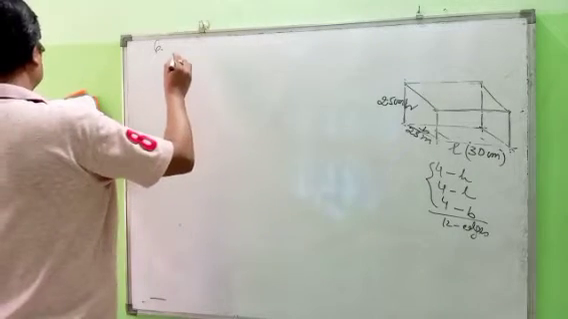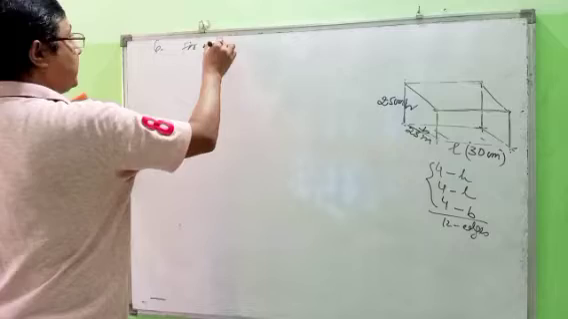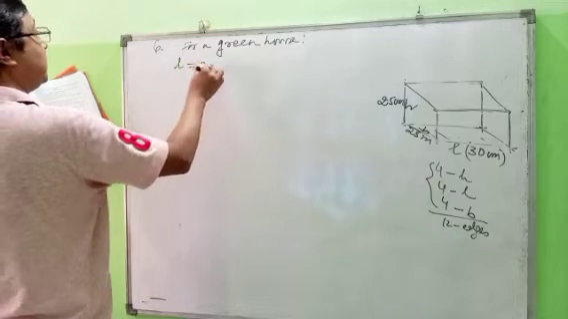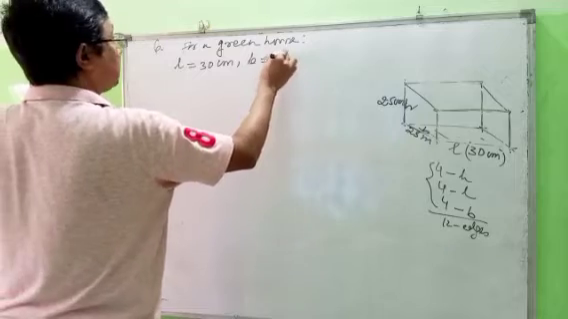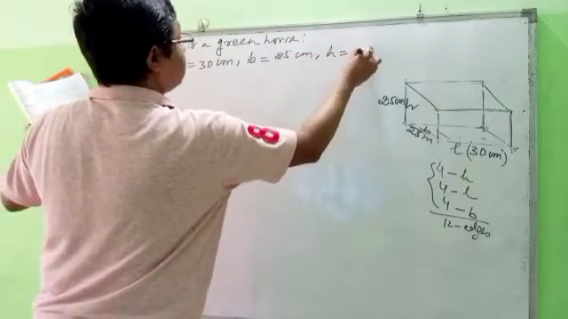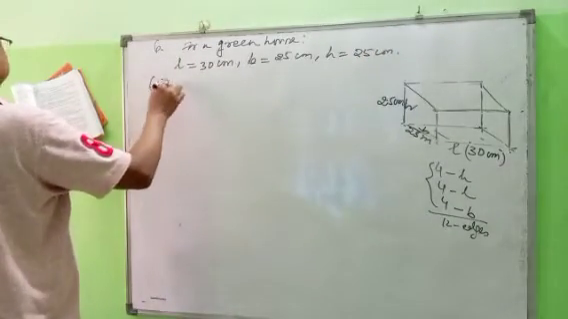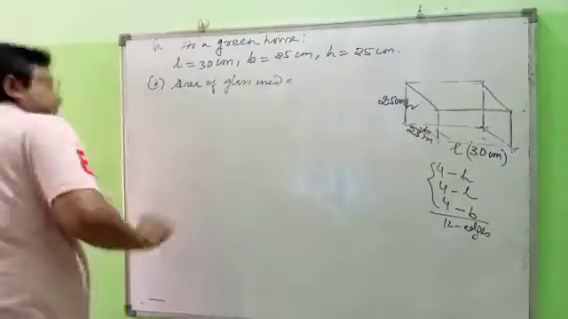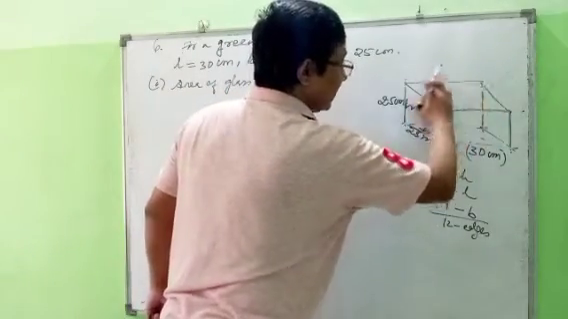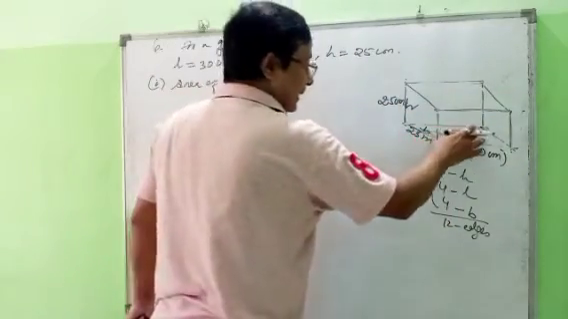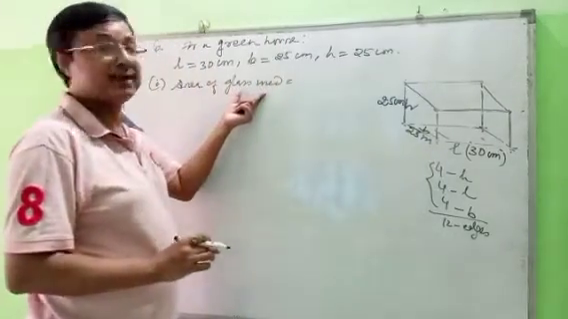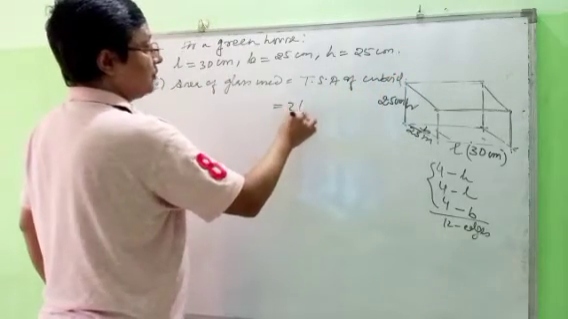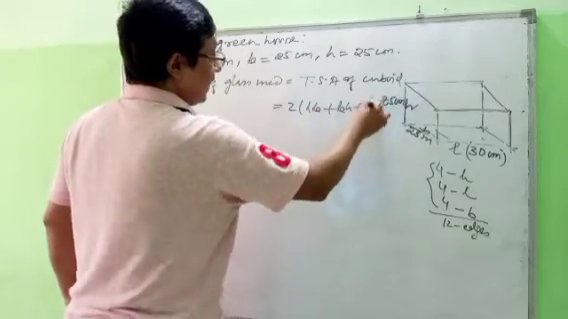Now here, for a greenhouse, length is 30 centimeter, breadth is 25 centimeter, and the height is 25 centimeter. Then number 1, area of glass used. That means on all these 6 faces they have made this with glass. Even the base is made with glass. So you are going to find the total surface area of the cuboid, which equals twice of LB plus BH plus HL.